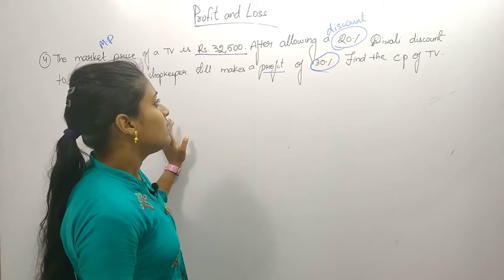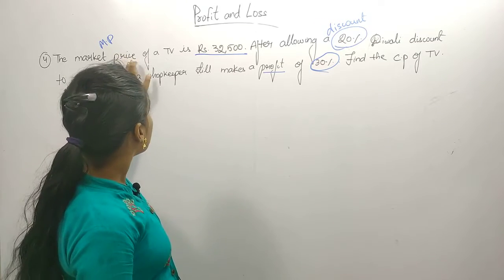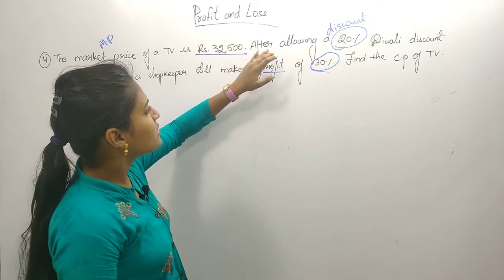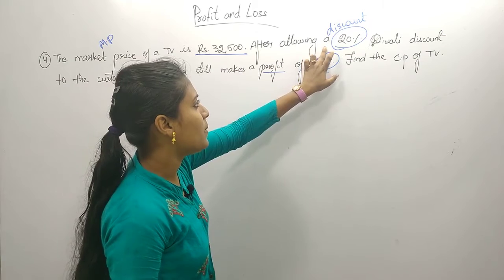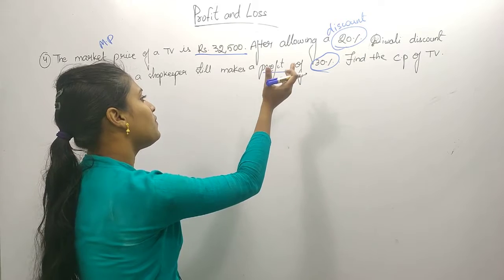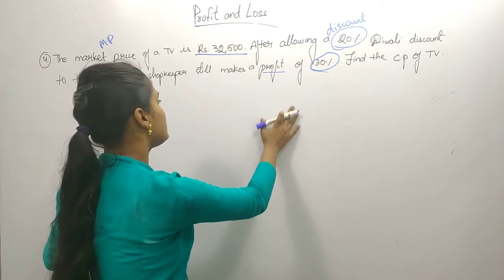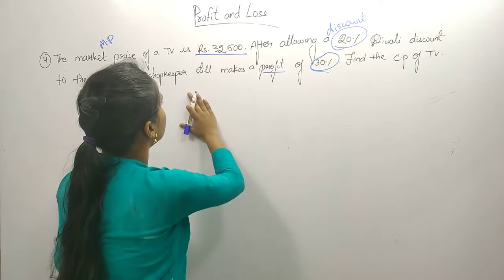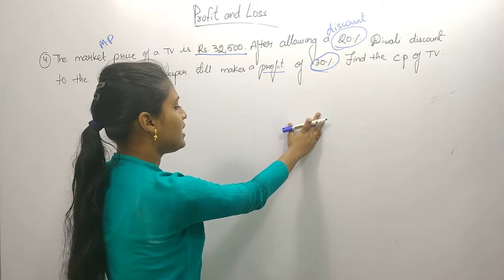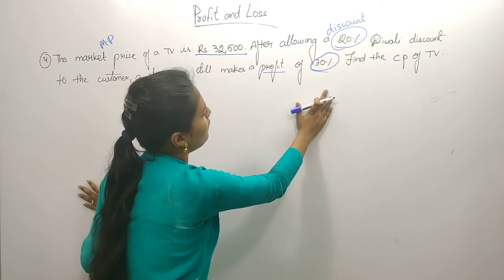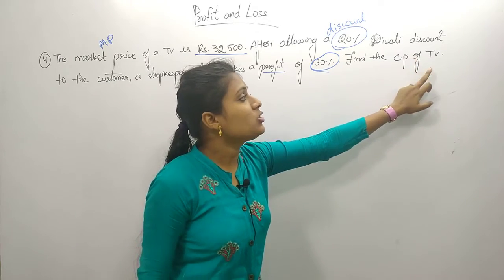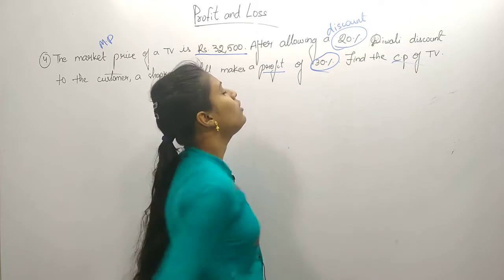Okay. First, what is given? First, the market price of the TV is this one. At the Diwali discount, he sold the TV for how much? How much discount? 20% discount. After selling the TV at the rate of 20% discount, the shopkeeper still got a profit of how much? 30%. Then what did he tell us to find out? We have to find the cost price of the TV.